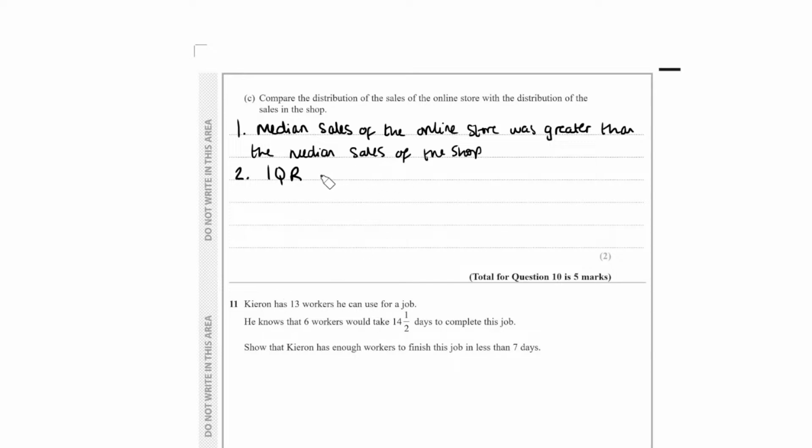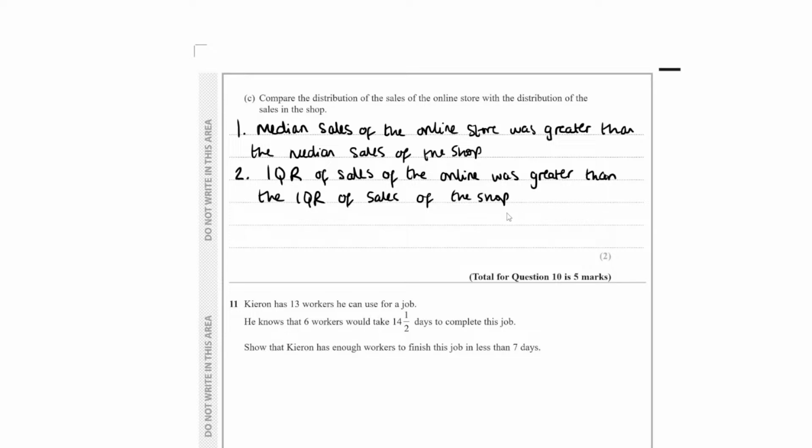So you can say the interquartile range, again, just copy the same thing, the context of sales of the online store. This is why there are loads of lines. It's just because you have to add all these words in. Was also greater, or higher, or bigger. Any synonym of that is fine. The interquartile range of sales of the shop. Just as long as you relate it to the context of the question, that's fine. That's your 2 marks. As long as you mention those 2 things, it's the same every time. And obviously making comparisons is quite an easy thing to do.